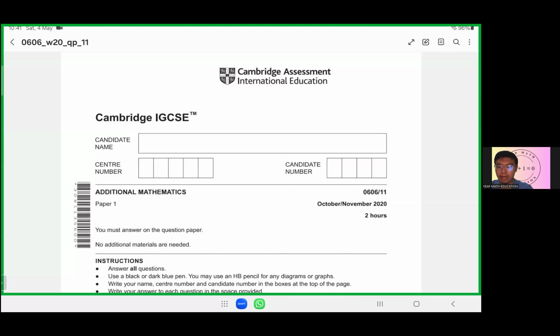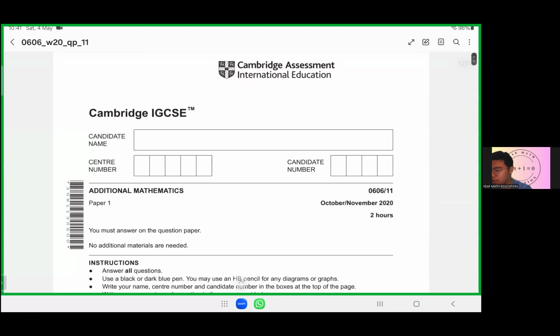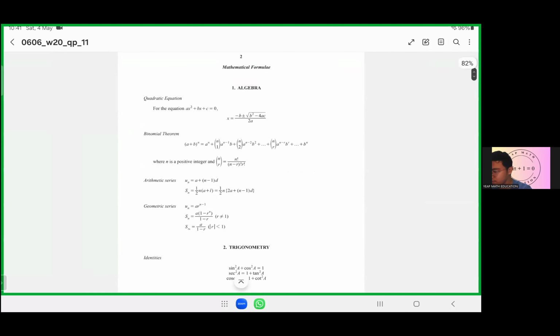I'm Jonathan Siap. Today I will discuss the Cambridge IGCSE Additional Mathematics Paper 1, 0606/1, autumn November 2020. Now we look at question 1 first.